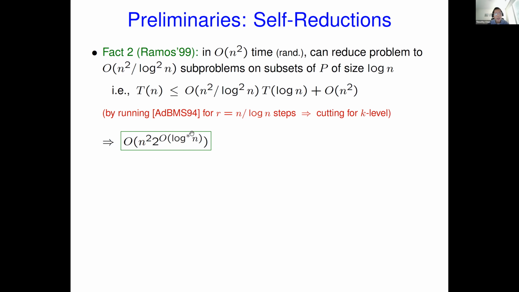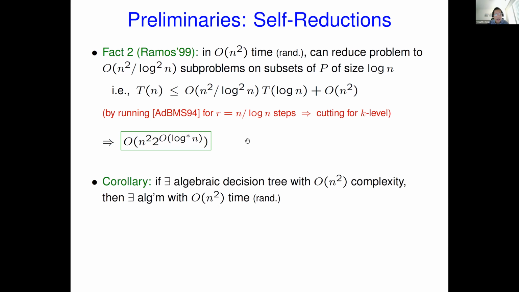Okay, but we want to avoid the log star factor, so we can't afford to use this recursion all the way down to constant input sizes. But still, his recursion will be very useful. In particular, there is a very strange consequence of Ramos's self-reduction, and it's the following. If you can find a good decision tree to solve the problem with n squared height, then automatically you can get an algorithm that runs in n squared time.